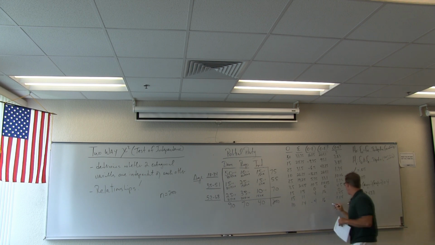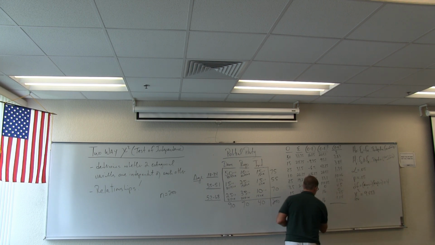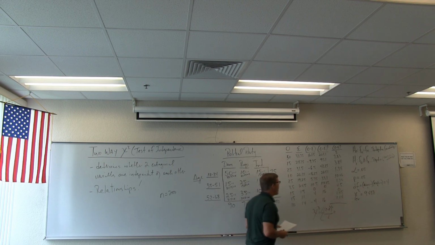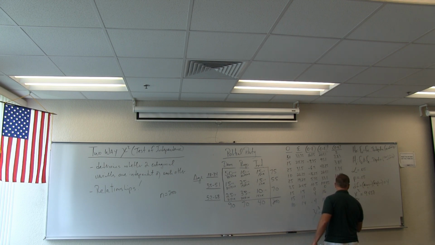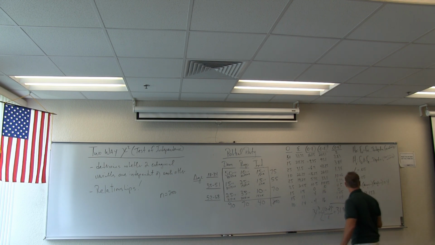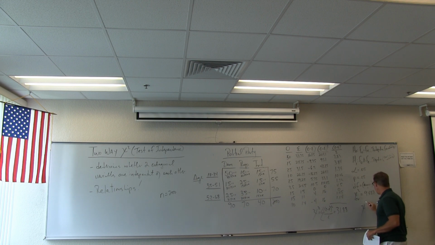And the chi-square is just the sum of this column. We know the chi-square is the sum of O minus E squared over E. If we add all these numbers up, we get 31.88. The chi-square is 31.88.